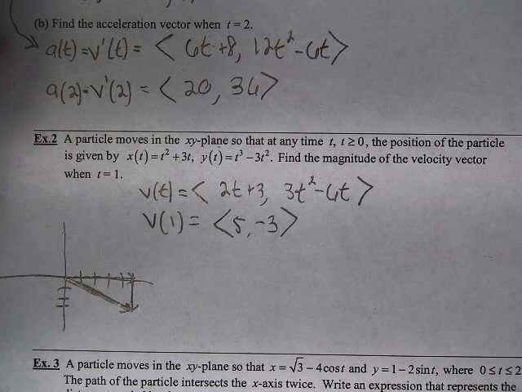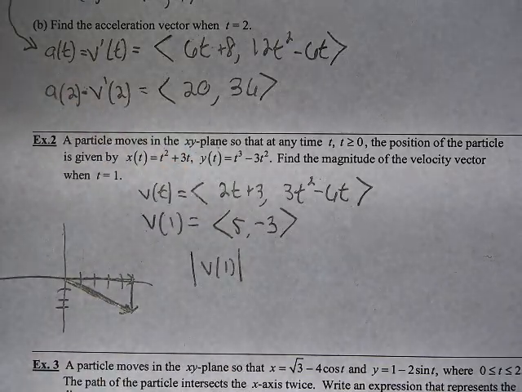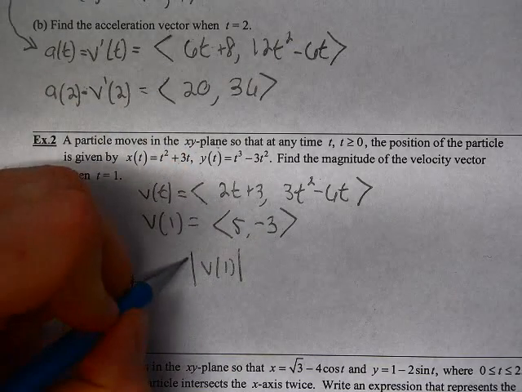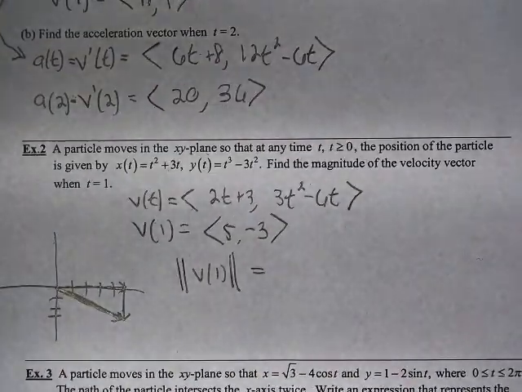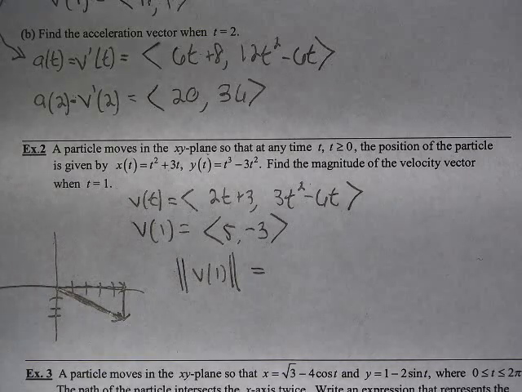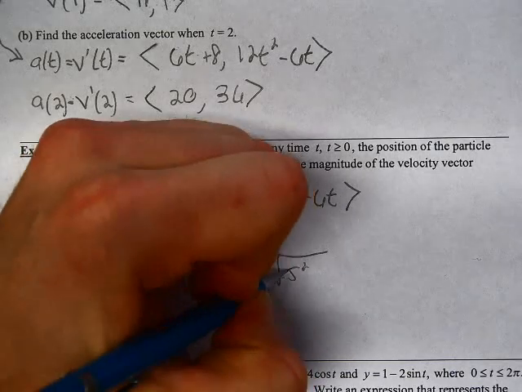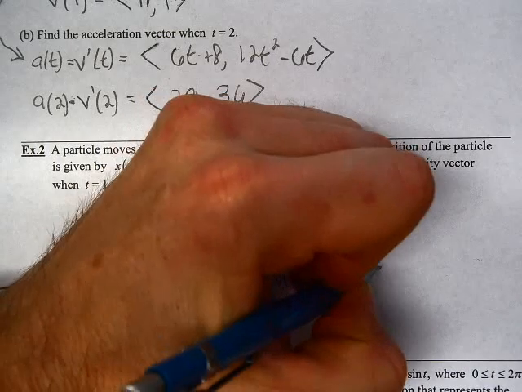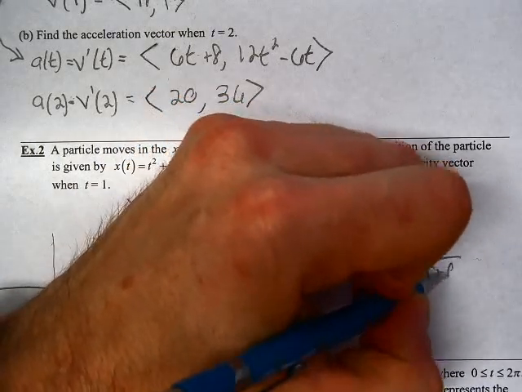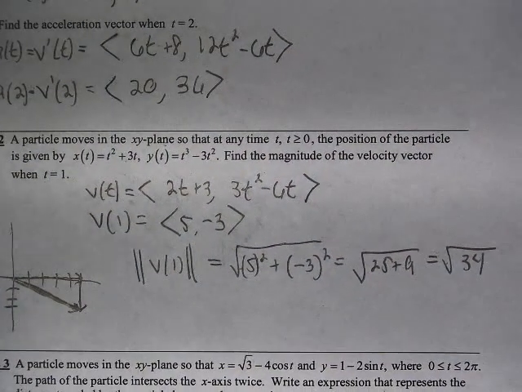For the magnitude of a vector, sometimes you'll see it written with absolute value symbols. Sometimes you'll see two lines like that. It really just depends on what symbols are available to the textbook editor. So this is just the square root of 5 squared plus negative 3 squared, which gives us 25 plus 9. So the square root of 34 is the magnitude of the velocity vector.